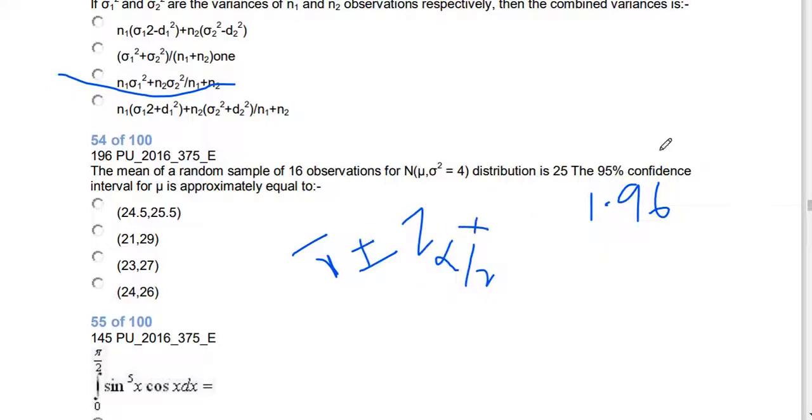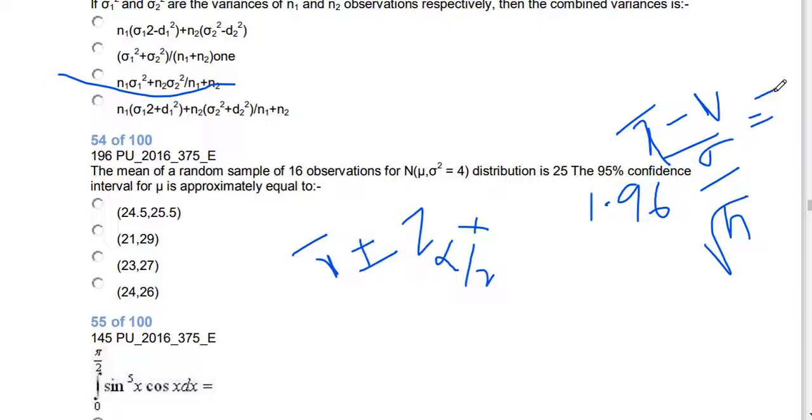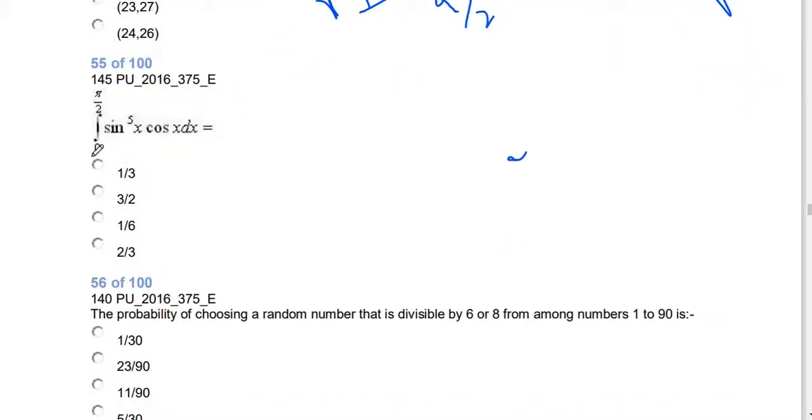How you can get the confidence interval: here you have x bar minus mu upon sigma by root n equal to z alpha by 2. You can just take the cross multiplication, you can get the limits of x bar. This is a standard result, you can just apply the formula here.